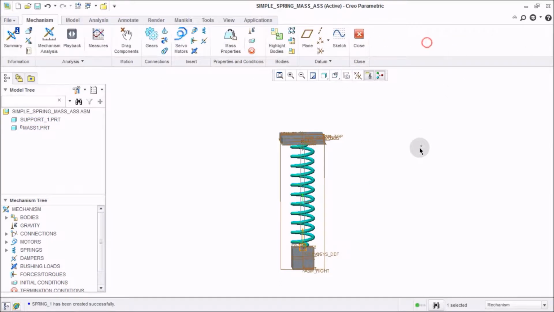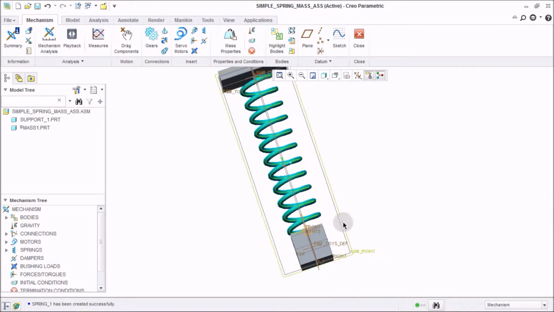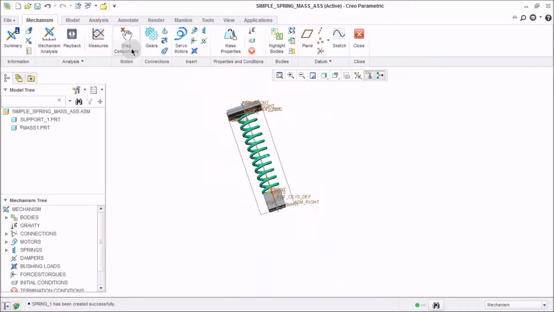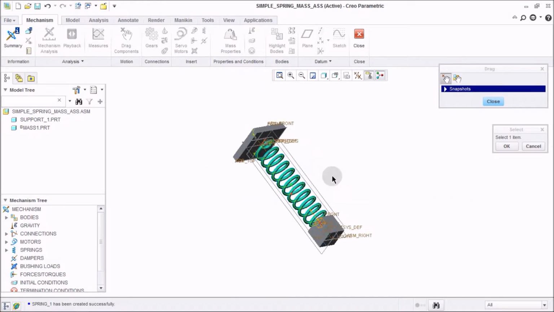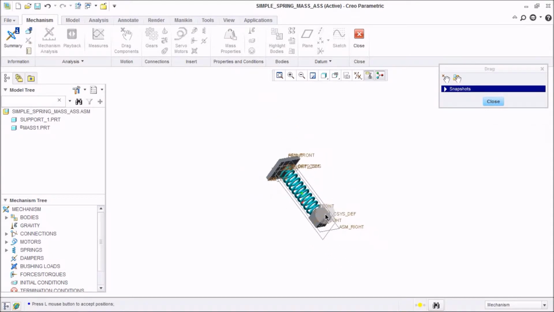So automatically we have this spring built in, and by dragging components we can move this assembly like this. So we have the animation and the visualization for it.